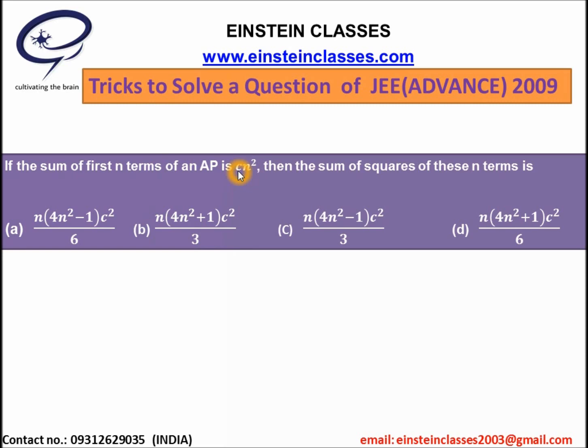Now we have to square this term. That means the square of this term is C², and hence the sum of the squares of these n terms will be equal to C² when n equals 1. That means if you put n equal to 1 in these options, then the answer of this question must come out as C², and this condition is satisfied only by option C, right? The correct option will be C.